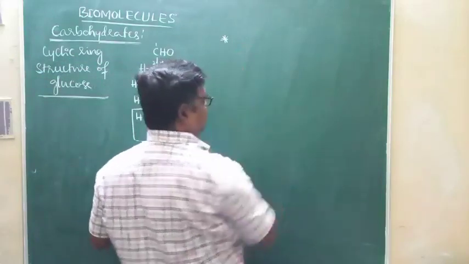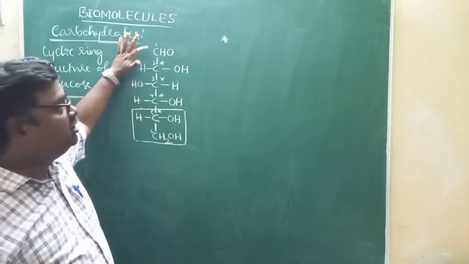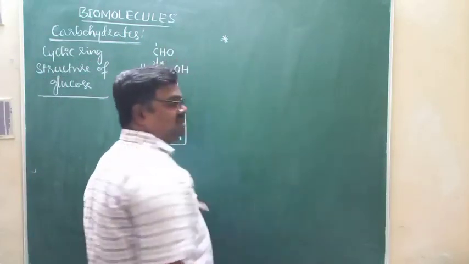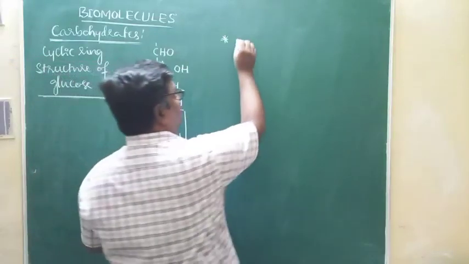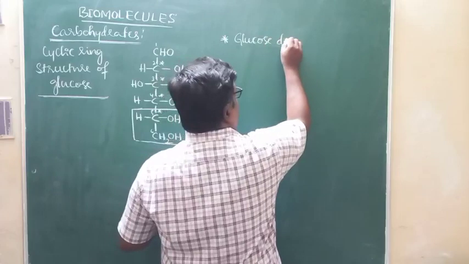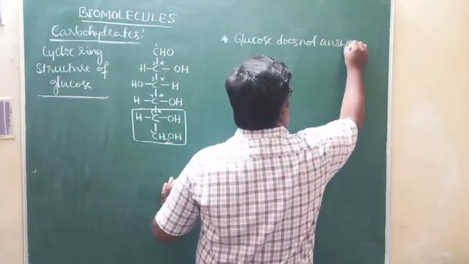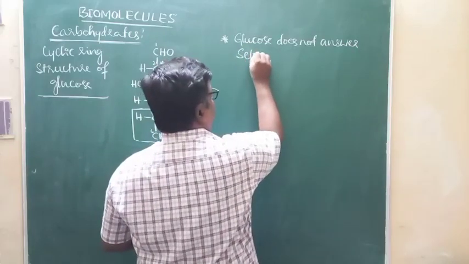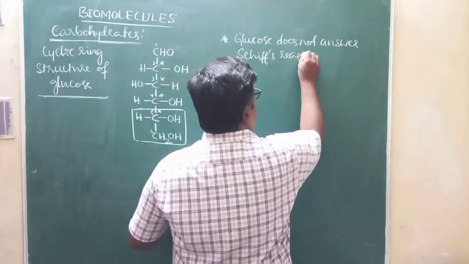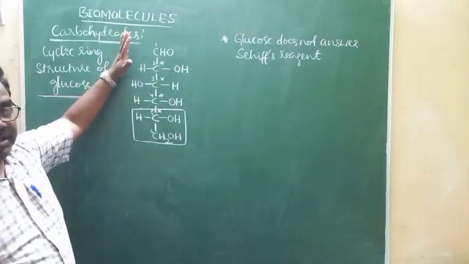One reaction is, even though glucose contains an aldehyde group, glucose does not answer Schiff's reagent test. This is one of the reactions that we cannot explain on the basis of the open chain structure.